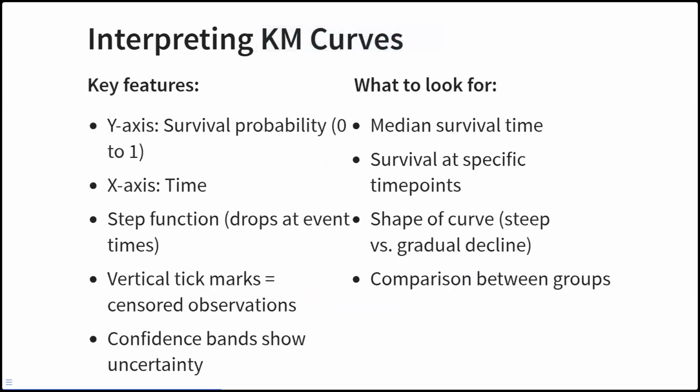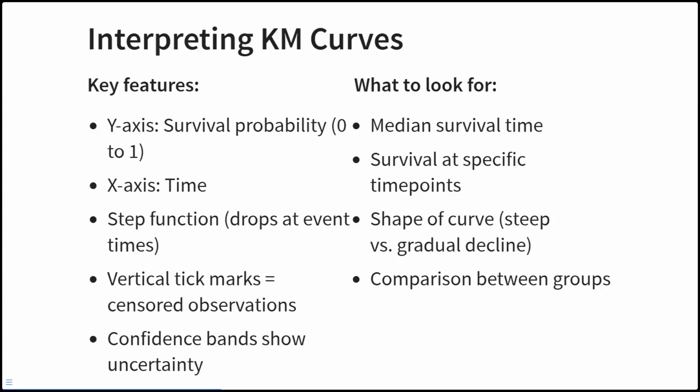Okay. So interpreting the KM curves. The KM curve is a graphical way of understanding the survival of patients in your study. So we usually have what they call the y-axis, which is the survival probability, and survival probability is usually 0 to 1. Then we have the x-axis, which is the time. Then we have step functions. So it's just a way of saying the curve actually drops. Then we have vertical tick marks, which you will see later on in the graph, which is the censoring, and we have confidence bands that show uncertainty.